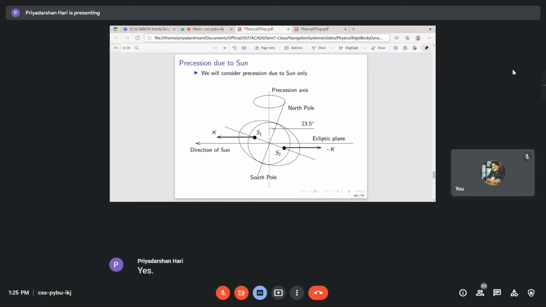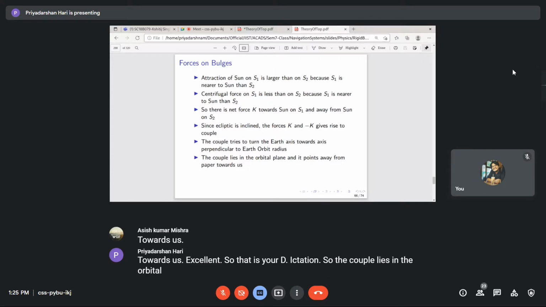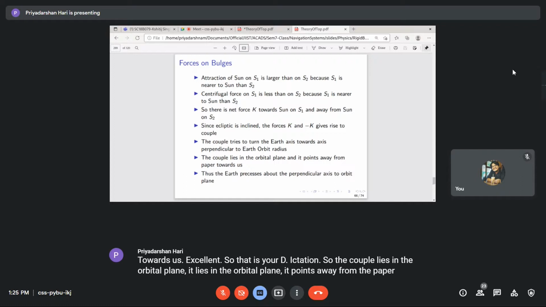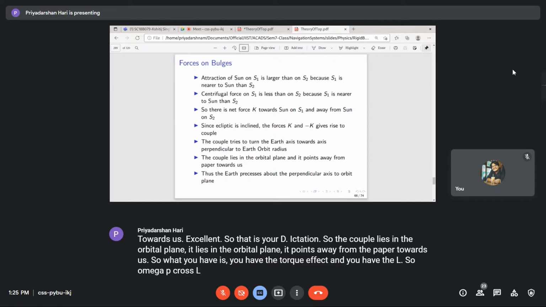Towards us. Excellent. So that is your D vector. So the couple lies in the orbital plane. It points away from the paper towards us. So what you have is the torque effect and you have the angular momentum L. So omega P cross L equals D. Therefore the omega P exists now because D is not 0.